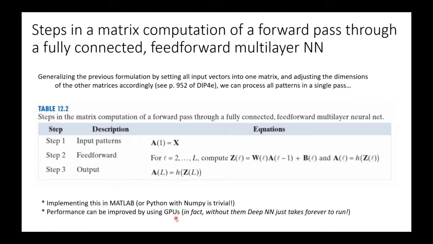The performance can be improved by using GPUs. In fact, a fully connected neural network can work on non-GPUs, but a deep neural network will take forever to run. And especially a convolutional neural network, you'll never be able to run a convolutional neural network if you don't have a GPU accelerator.